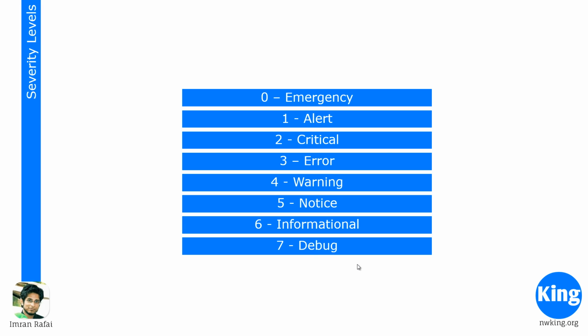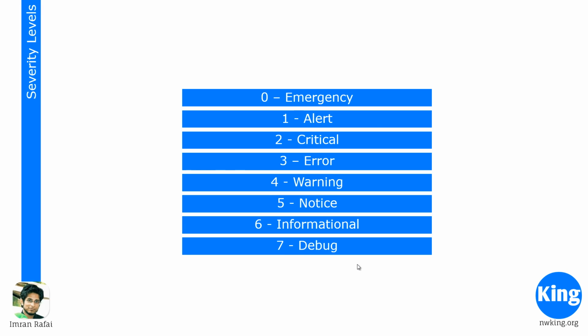Level 0 is emergency. That means the system is unusable, absolutely bad condition. When it is level 1, it is an alert. That means there's something really drastically going to go wrong. The level 2 is critical. Again, it's very, very bad. 3, there is some error. System might be working, but there is error. Level 4 is a warning. The system is going to work, but it is a warning.